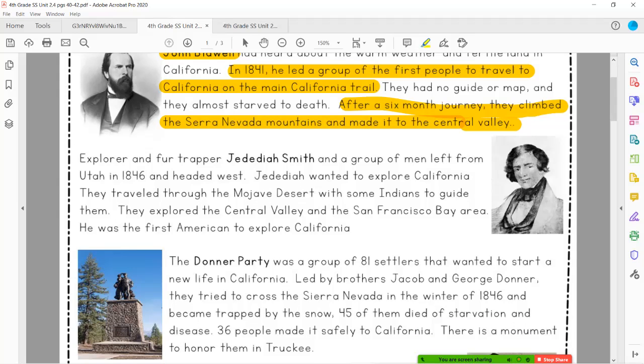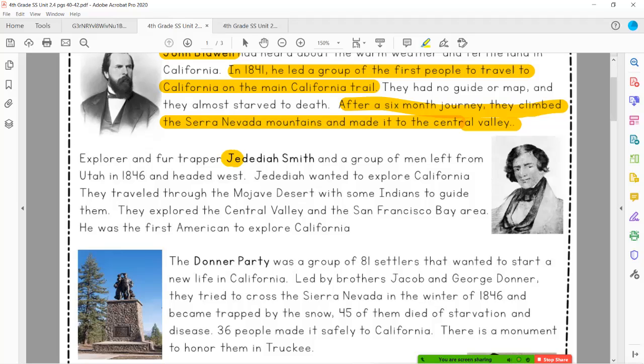The next person we're going to talk about is Jedediah Smith. Explorer and fur trapper Jedediah Smith and a group of men left from Utah in 1846 and headed west. Jedediah wanted to explore California. They traveled through the Mojave Desert with some Indians to guide them. They explored the Central Valley and the San Francisco Bay Area. He was the first American to explore California.